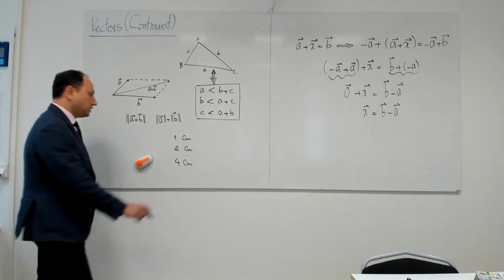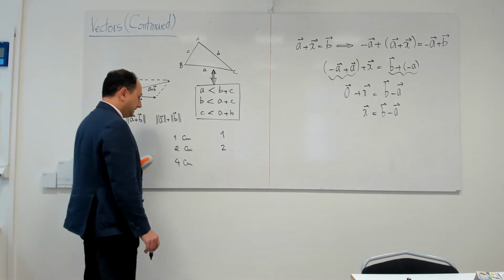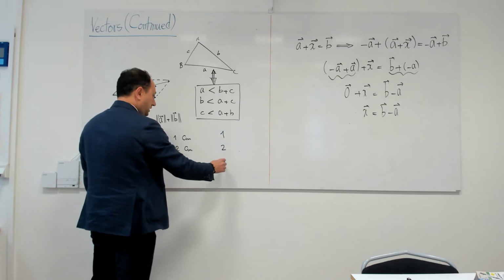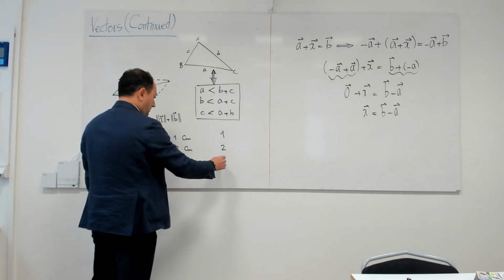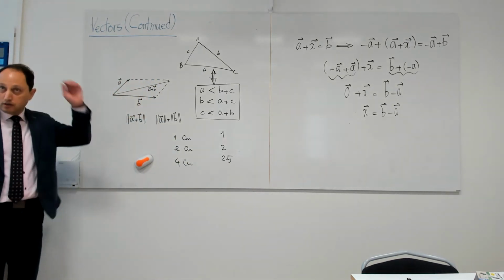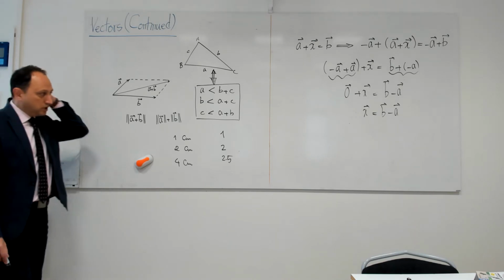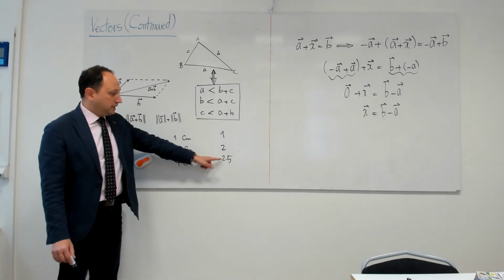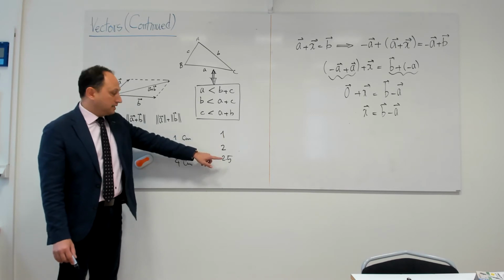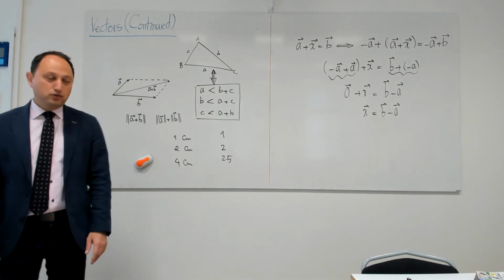But if I ask you, can you make a triangle with these sides, 1, 2, and 2.5? Yes, because 1 is smaller than the sum of these two, 2 is smaller than the sum of these two, and 2.5 is smaller than the sum of these two. And it is not hard, by the way, to understand that.